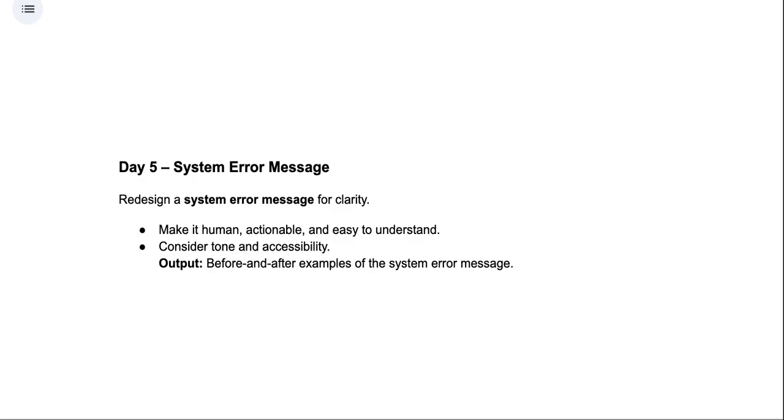Week 30, day 5, we are focused on designing for error messages and in many ways feedback messages, so supportive messages around interactions. And day 5 is about a system error message. And so a lot of times when these come up, it's because there is a connectivity development or logical error somewhere within the software, and typically it's going to be on the back end.